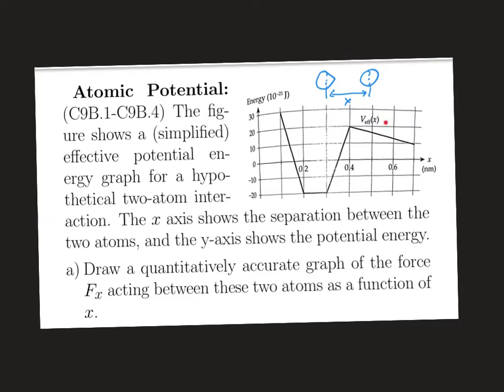And you can see it says V effective. That's really because the potential energy interaction between two molecules is actually quite complicated. So this is sort of an approximation, but for the purposes of this problem, we can just say this is the exact potential energy.